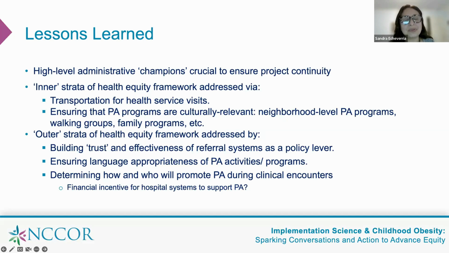But there's questions about the effectiveness of that tool. And what we're learning is that building trust in the use of that tool is important. We're also needing to ensure that the language is appropriate, right? To refer people to these physical activity programs.